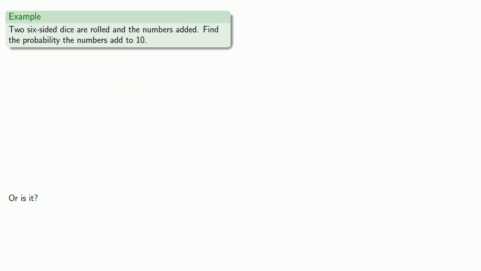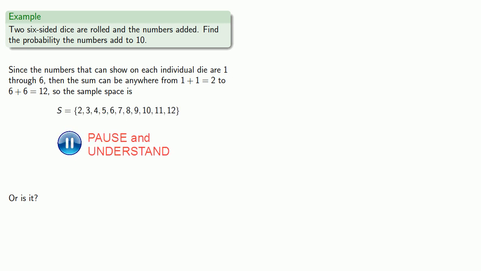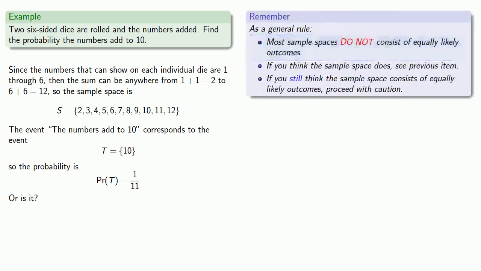Or let's try something else. Two six-sided dice are rolled and the numbers are added. Find the probability the numbers add to 10. Since the numbers that can show on each individual die are 1 through 6, then the sum can be anywhere from 1 plus 1 equals 2 up to 6 plus 6 equals 12. So the sample space consists of the numbers from 2 through 12. The outcome, the numbers add to 10, corresponds to the event that contains the single outcome, 10, and there's 1 outcome in our event, there's 11 outcomes in our sample space, so our probability is 1 in 11. Or is it? We'll take a closer look at that next.